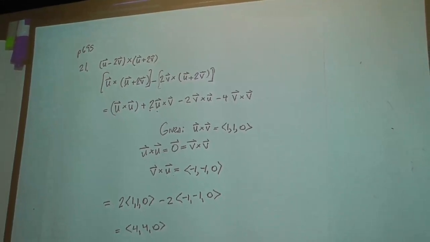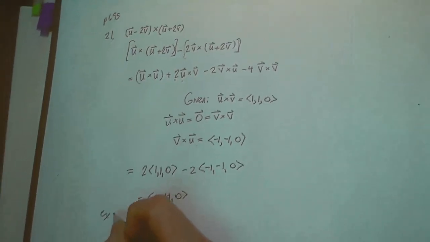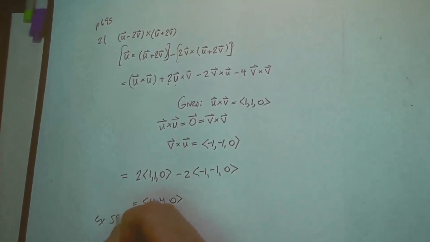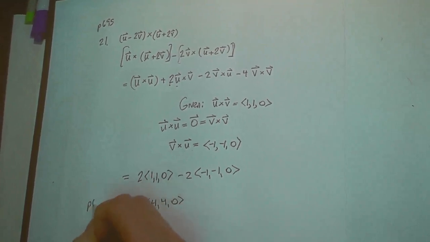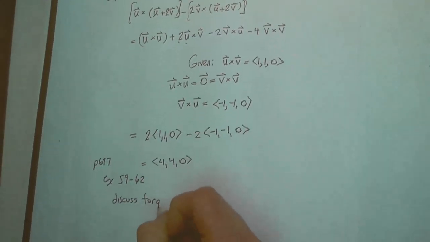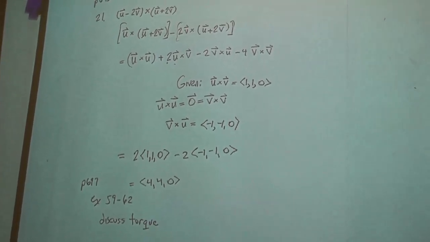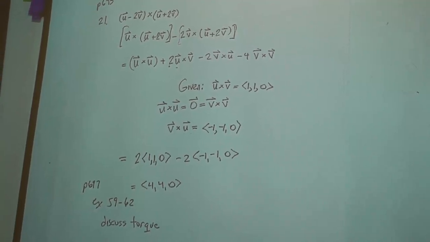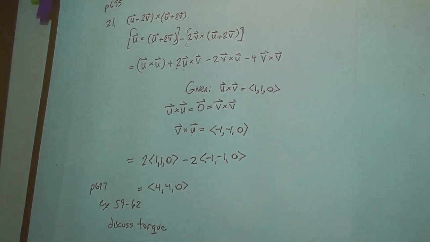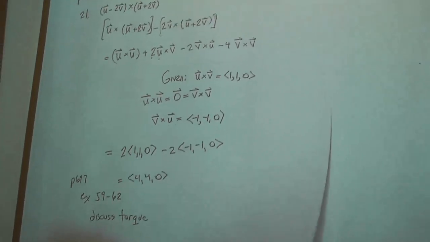I guess I should comment that if you look at exercises 59 through 62, this is on page 697, these discuss torque, so giving it a definition using the cross product. So these are things that you may encounter in your physics class. They just kind of run through the definition and then show you a couple problems with it. So just to mention. All right. Proceeding.